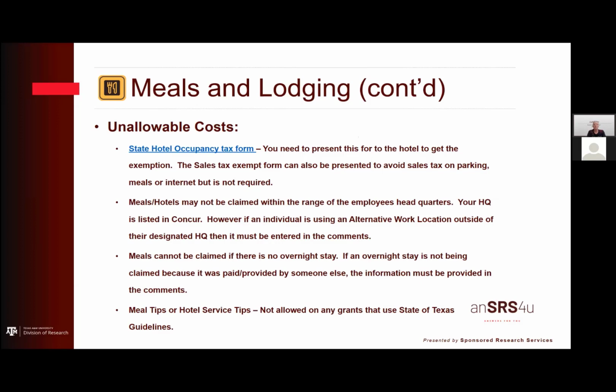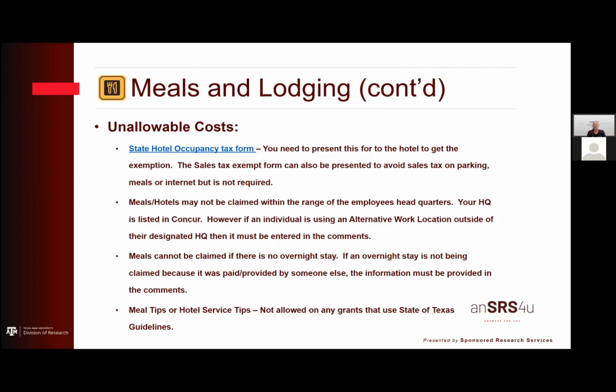Meals and hotels may not be claimed within the range of the employee's headquarters. Your headquarters is listed on the same page Natalie showed you earlier. For me, it would be College Station. However, if an individual is using an alternative work location, it would still say College Station. So you're going to have to make sure that you comment that the person is using an alternative work location and enter that in the comments of the line item.